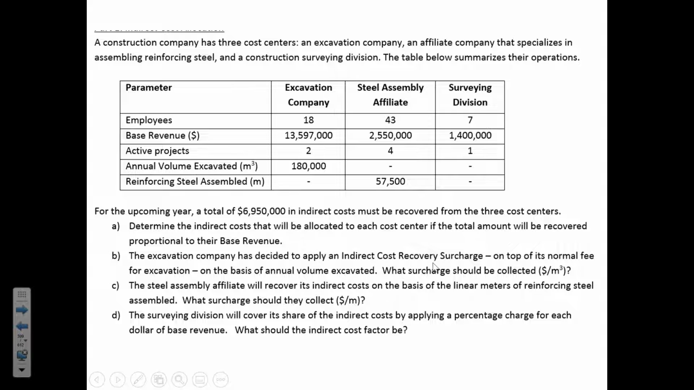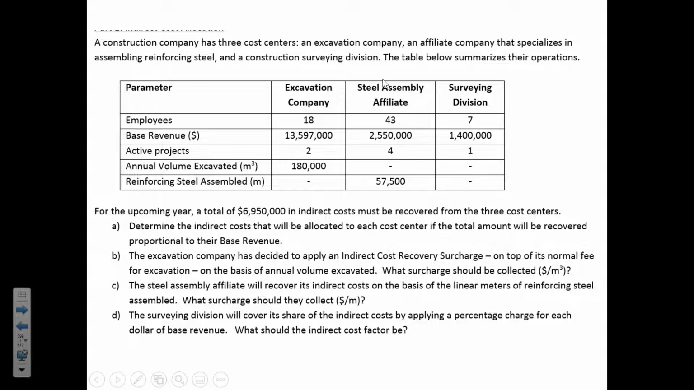And so to just practice this a little bit, in today's in-class exercise, we're going to start off by considering a holding company. It's a construction company that has 3 different subdivisions. This construction company does excavation, steel assembly. So steel assembly means like they build the wire cages that then concrete gets poured in and around. And then a surveying division that goes out and does land surveying. And these are 3 very different businesses, all held by the same construction company.